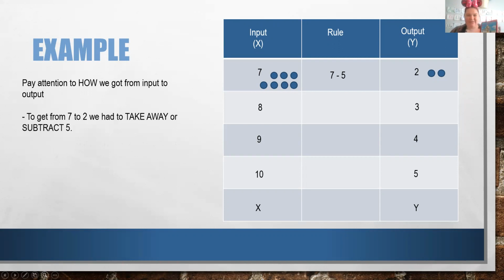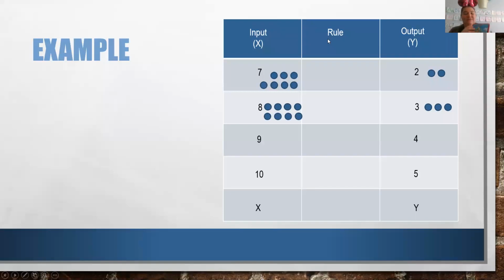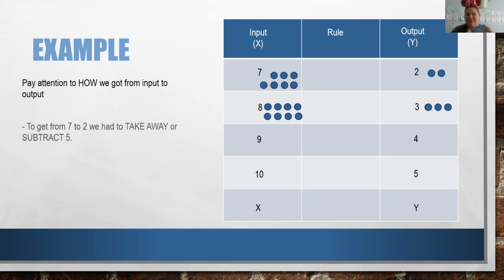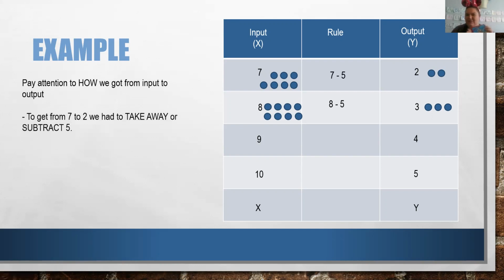Now, let's see if this is going to work for my next one. Well, this next one says I have 8 buttons. Boom, 8 buttons in my magic box. And I'm only supposed to have 3. So I'm going to put 3 right here. Let's see how many I had left over. 1, 2, 3, 4, 5. Hey, I had to take 5 from 8 to get 3.